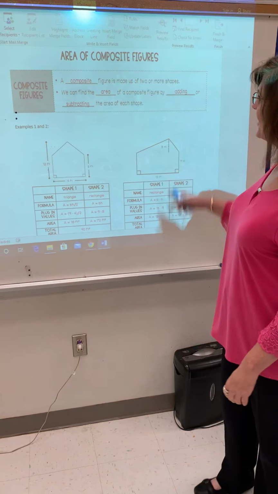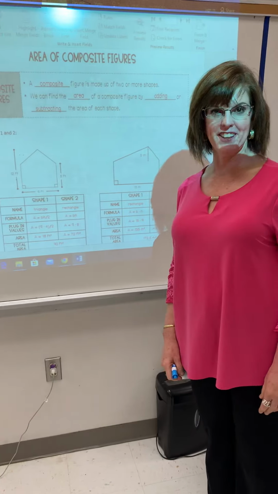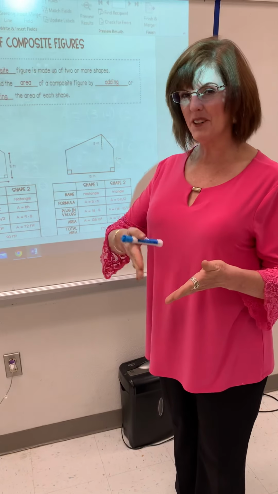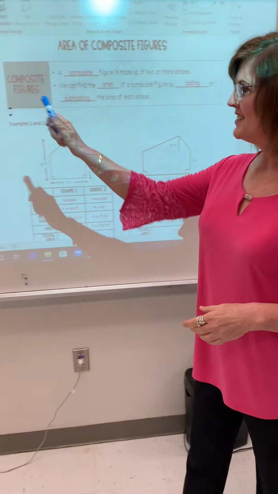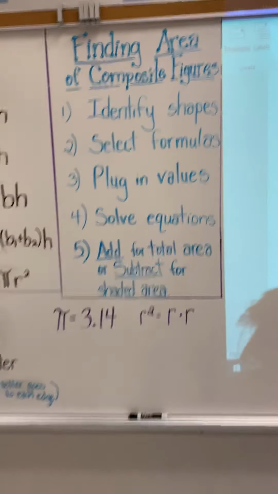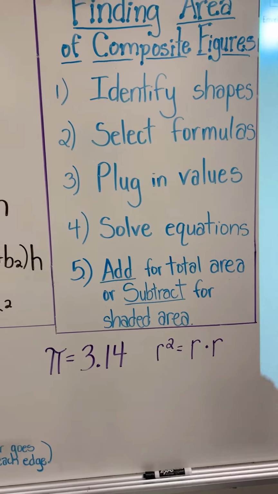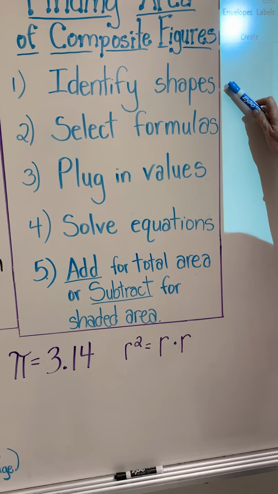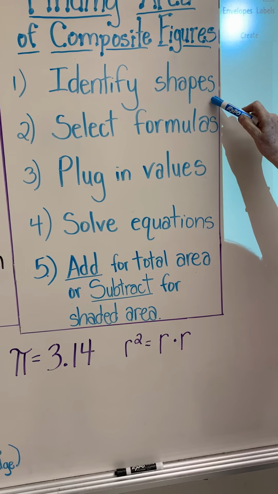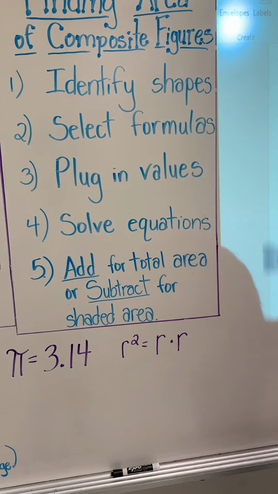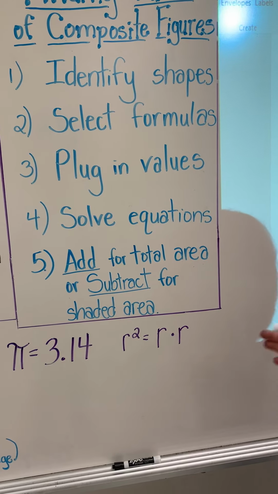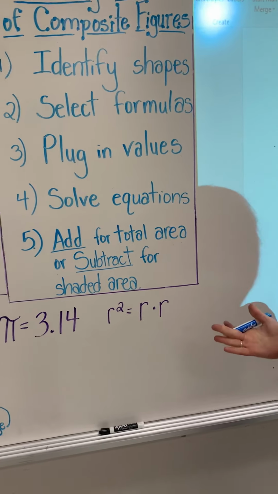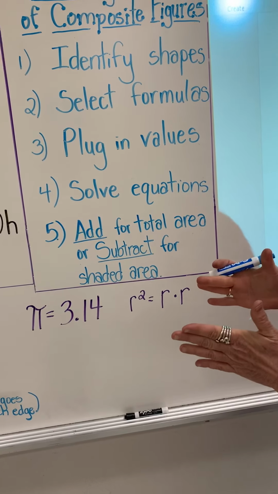Today we're going to be working on the area of composite figures, and it builds on everything that you've done in the previous lessons. I wanted just to call your attention to our notes over here about the steps in solving this. You are going to identify shapes. Now notice it's become plural. Composite figures are when you have two or more shapes put together. And you are going to have to first identify each of the shapes that have been combined.